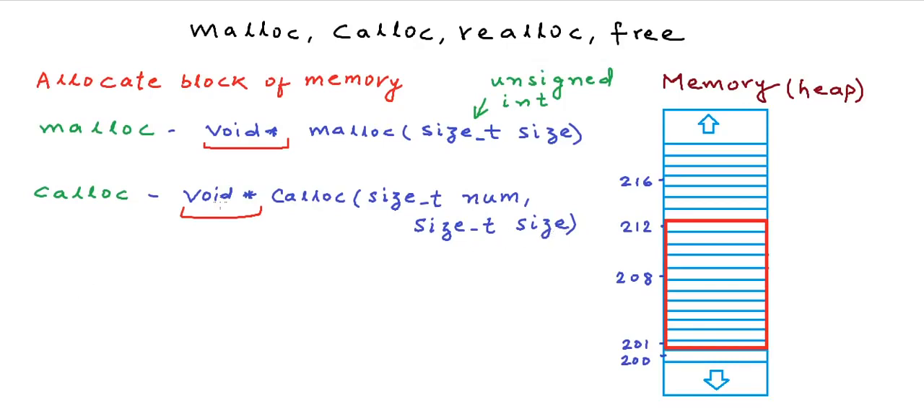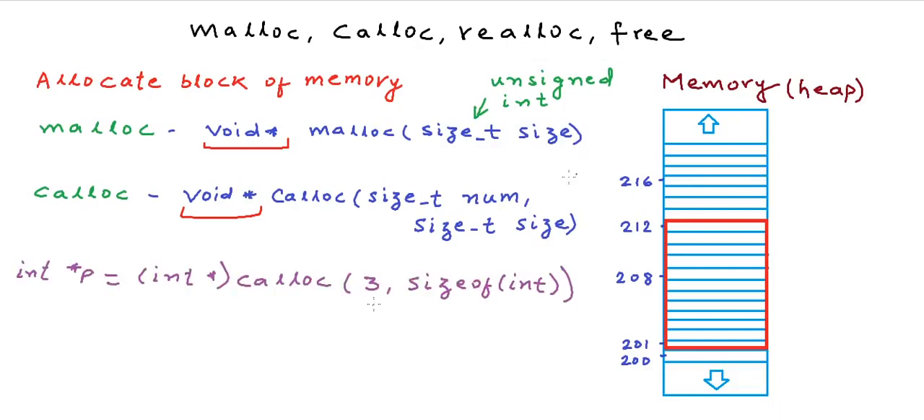So with malloc, if we have to declare an integer array of size 3, we would say 3 times sizeof(int). With calloc, we would say something like this. The first argument is how many units of the data type you want, or the number of elements, and the second argument is the size of the data type in bytes.